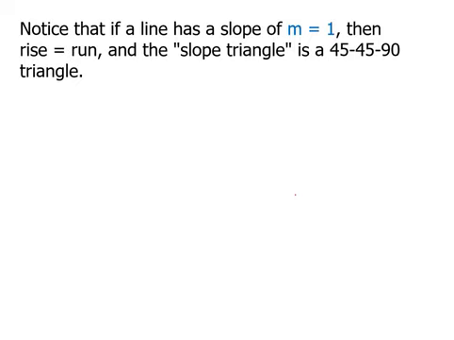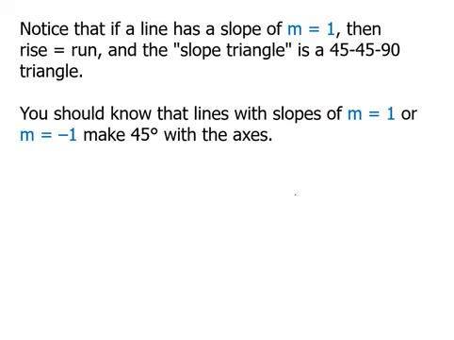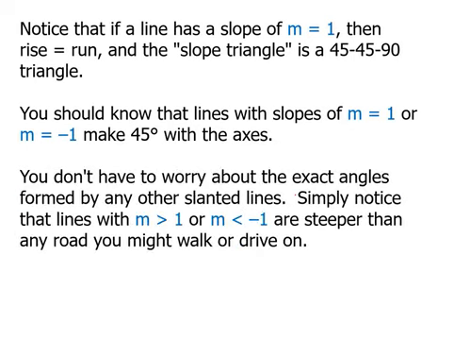Notice that if a line has a slope of 1, then rise equals run, and the slope triangle is a 45, 45, 90 triangle. You should know that lines with slopes of 1 or -1 make 45-degree angles with the axes. You don't have to worry about the exact angles formed by any other slanted lines. Simply notice that lines with a slope of greater than 1 or less than -1 make an angle of more than 45 degrees, so those are steeper than any road that you might walk or drive on.